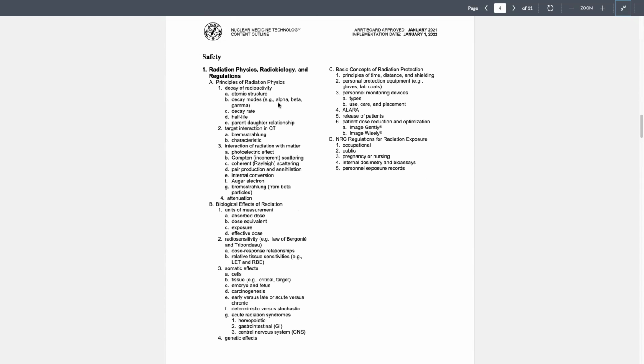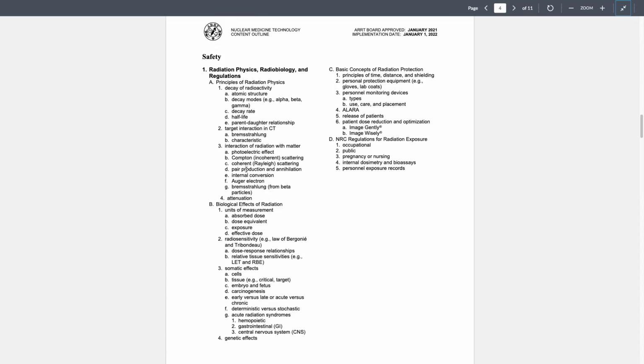Remember when we learned about alpha, beta, gamma, decay rates, how to calculate the math. What's a half-life? How does half-life work? Can I calculate half-life? What's a parent-daughter relationship? How does that work? CT characteristics. Do I know what Bremsstrahlung and characteristic are? Do I know the interactions of radiation with matter like photoelectric effect, Compton, Rayleigh, pair production?